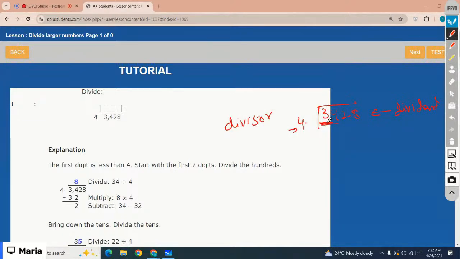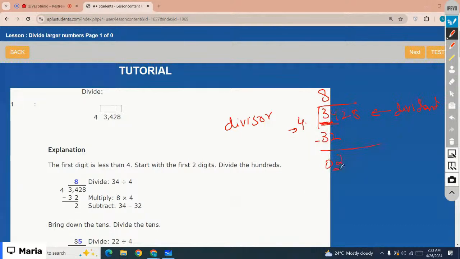So 4 times 1 is 4, 2 is 8, 3 is 12, 4 is 16, 4 times 5 is 20, 4 times 6 is 24, 4 times 7 is 28, 4 times 8 is 32. We can go for 4 times 8 because 4 times 9 is 36, right? Then now you need to subtract 32 out of 34. So that is 4 minus 2 is 2 and 3 minus 3 is 0.